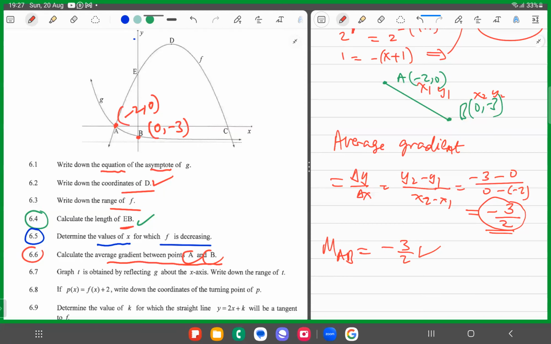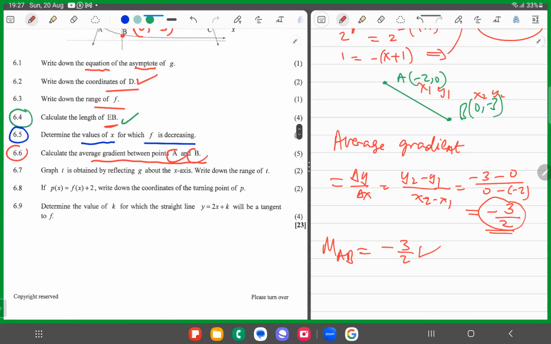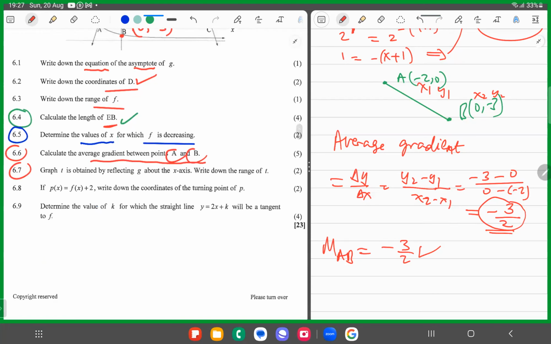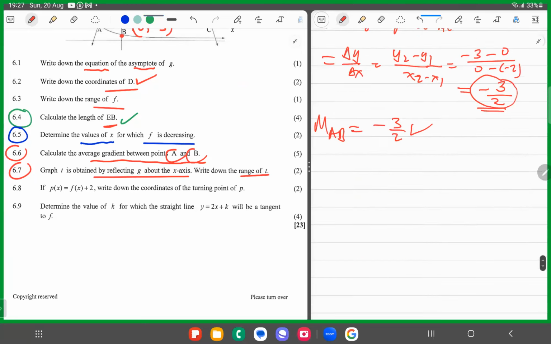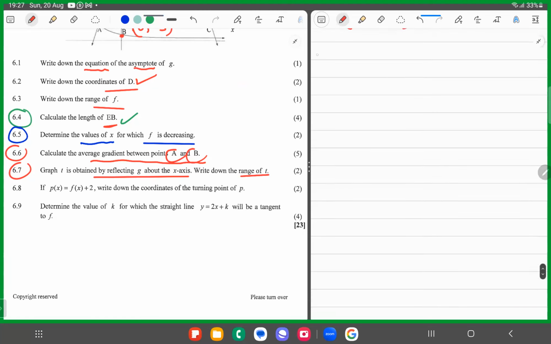Right, we're good. We continue now and we do more. If you look at the next question in 6.7, graph T is obtained by reflecting G about the x-axis. Write down the range of T. Let's look at 6.7.